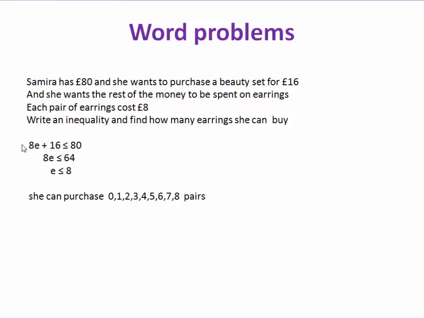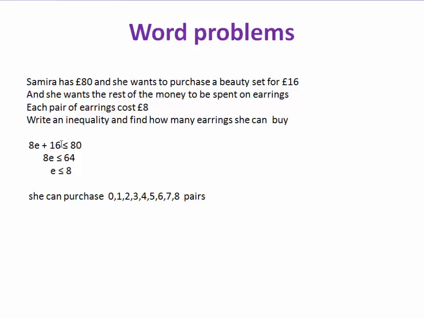Samira has £80 and she wants to purchase a beauty set for £16. The rest of the money she wants to spend on earrings, and each pair of earrings costs £8. Write an inequality and work out how many earrings she can buy. So we have earrings costing £8, so that's 8E, plus our £16 that she's going to spend on the beauty set, so plus 16, and that's got to be equal to or less than 80.